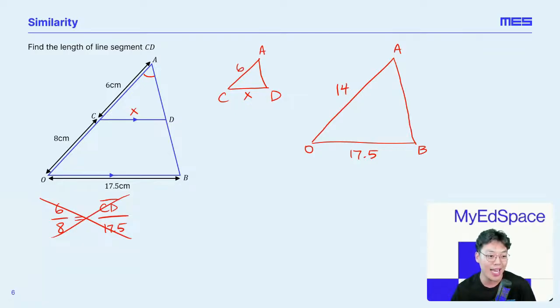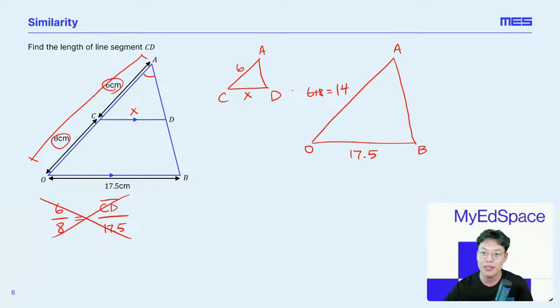6 plus 8. Great, Anne. Great, Jimmy. Love that explanation. We have 6 plus 8 to get the entire length of AO. Awesome. So we have to add the 8 centimeters and the 6 centimeters. And now we are able to create a proper proportion equation.